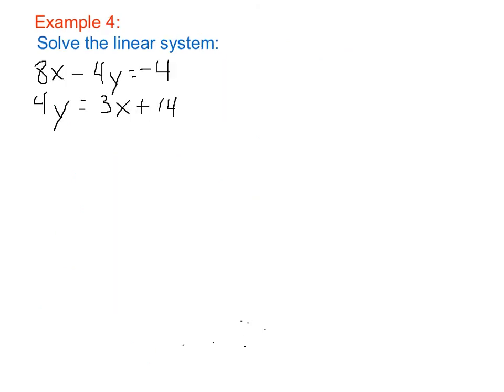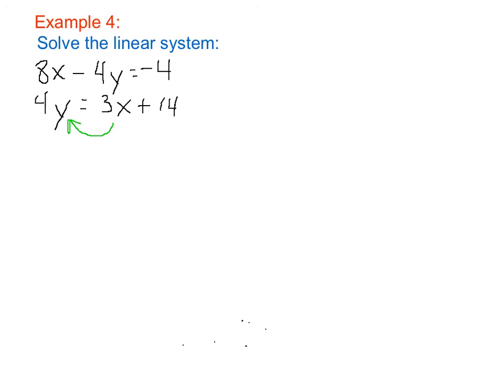Right, so here in this example of linear systems, we've got the first equation, the x and the y are on the same side of the equation. The second equation, the y and x are on different sides. We're going to have to first get the equations to look similar. So in the second equation, I'm going to move the x from the right side to the left side.